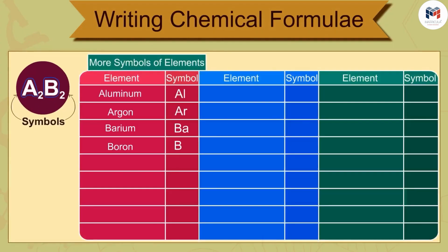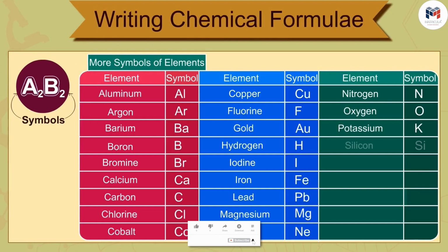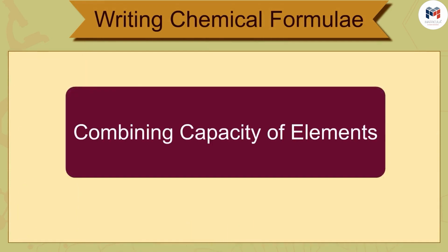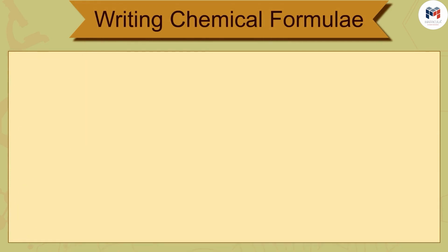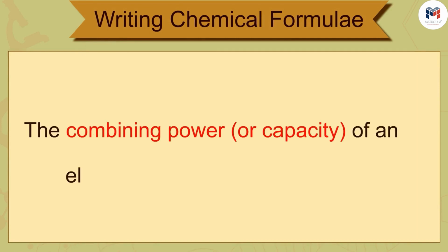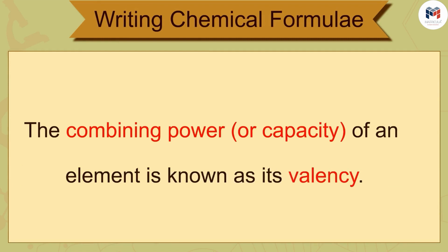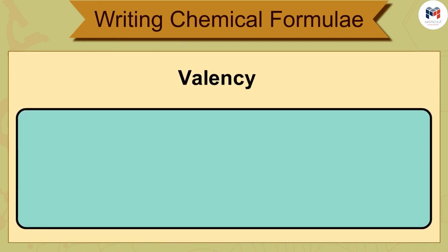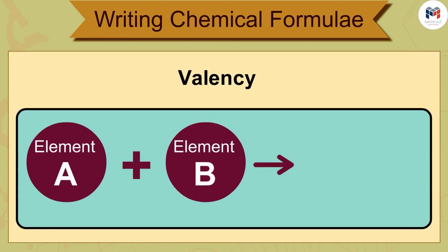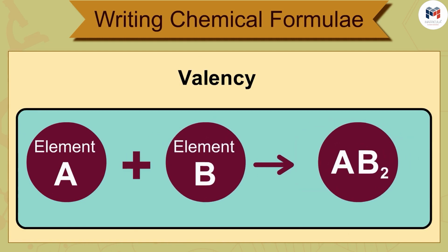We have studied symbols of elements. Let us now learn about the combining capacity of elements. The combining power or capacity of an element is known as its valency. Valency can be used to find out how the atoms of an element will combine with the atoms of another element to form a chemical compound.